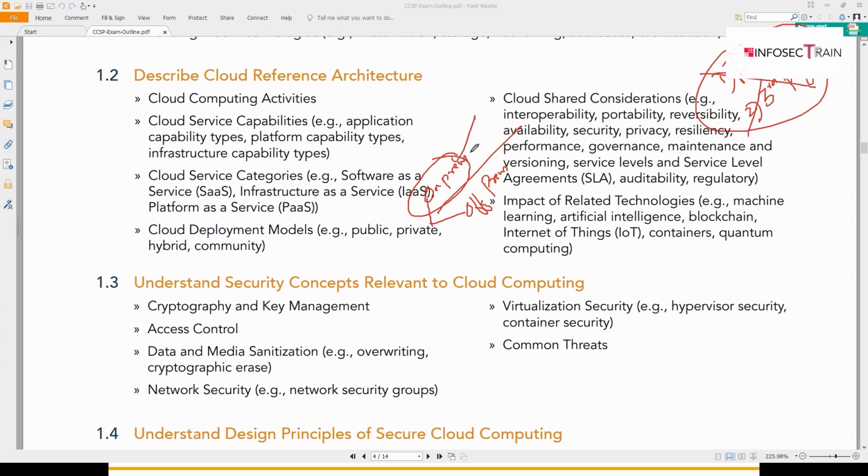Let's say I have a company called ABC. So when I have a company called ABC Corp, I will be able to have my own data center which is processing the data of my customers. That's what I call on-premises.